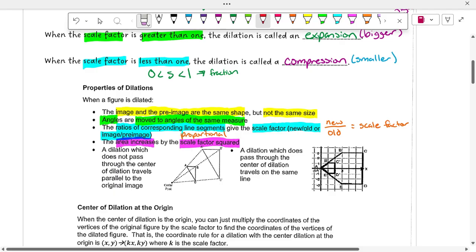So get out of the habit of saying area is length times width and volume is length times width times height, because is that true for everything? No, it's not. If I asked you the area of a circle, it is not length times width. If I asked you the volume of a cylinder, it is not length times width times height.